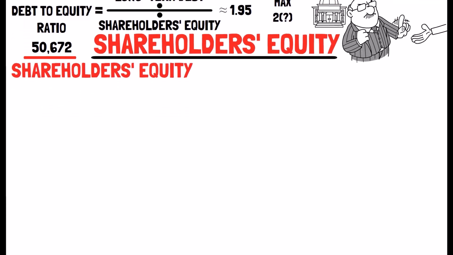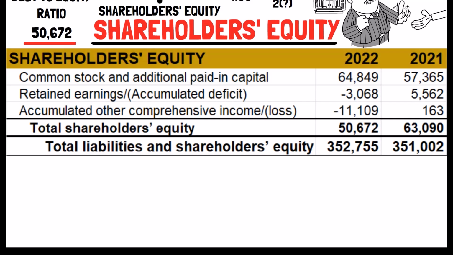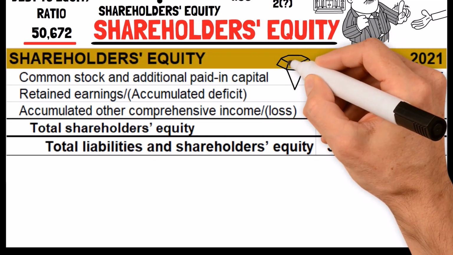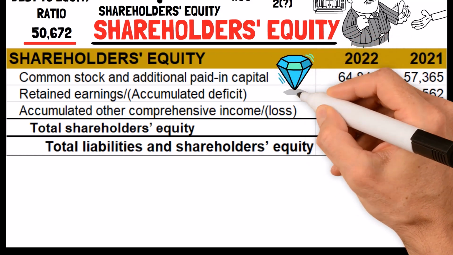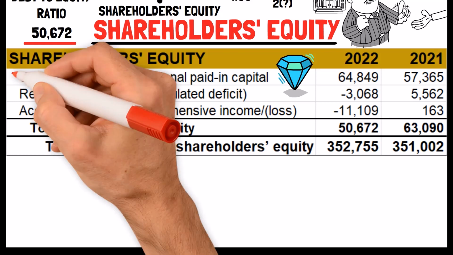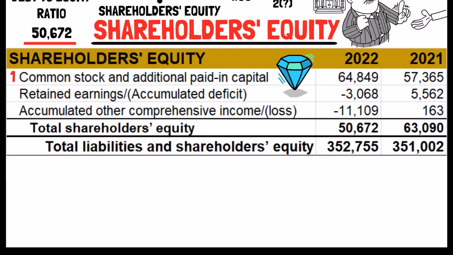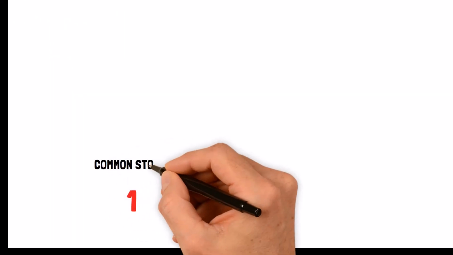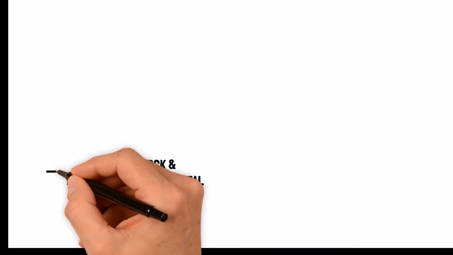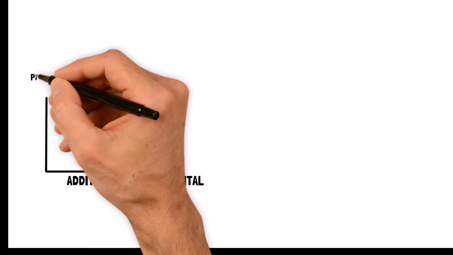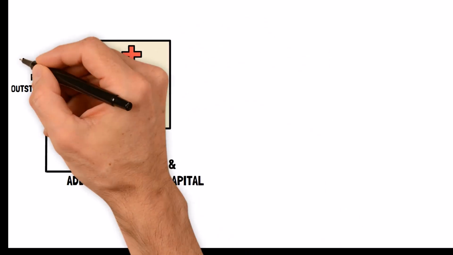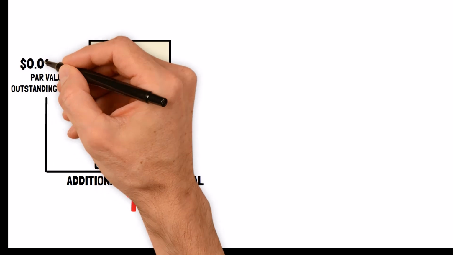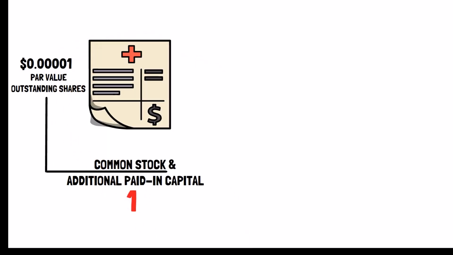The third and last part, in the right column of the balance sheet, is the shareholders' equity. It represents the value the business owners can claim after all liabilities are subtracted from total assets. First out are common stock and additional paid-in capital. The common stock in the common stock and additional paid-in capital represents a par value of outstanding shares. The outstanding shares par value is valued at 0.00001 per share.